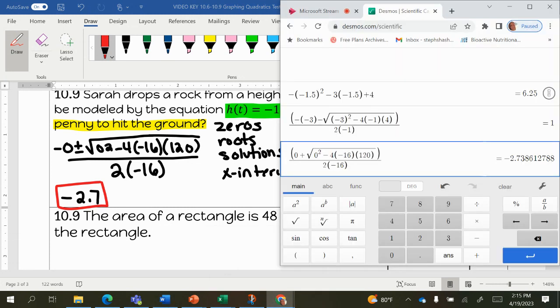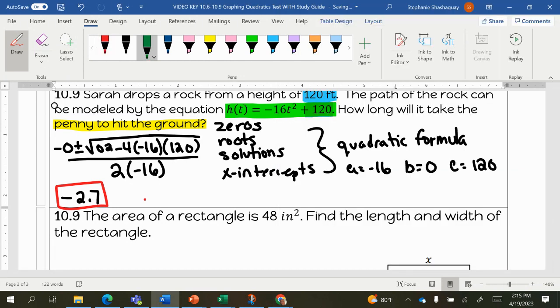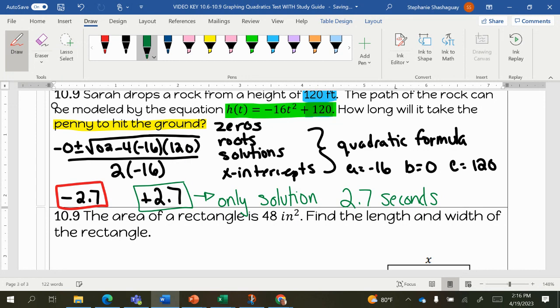And then when I change that positive to a negative, so I can backspace and change that to a negative, then you'll notice I get a positive 2.73. So the other answer will be a positive 2.7 because we'll just round to the nearest tenth. And this is my only possible solution because we're talking about time. So it would be 2.7 seconds is when it hit the ground.